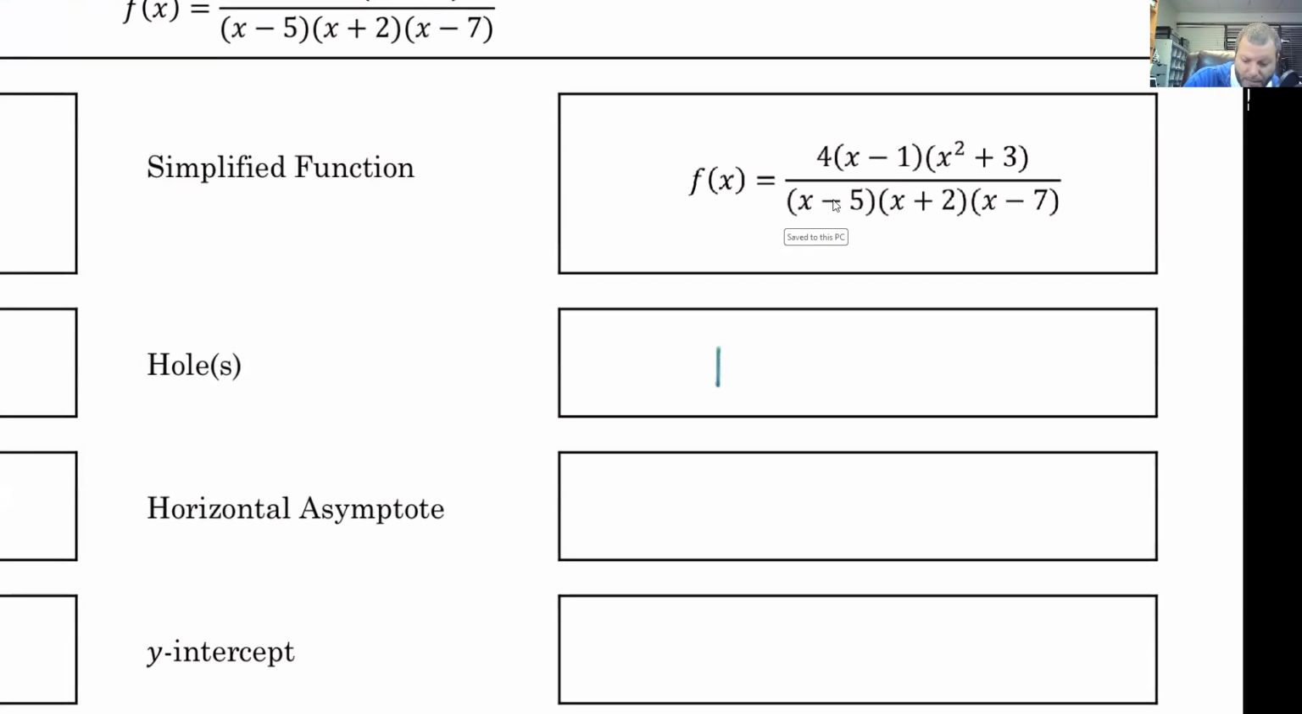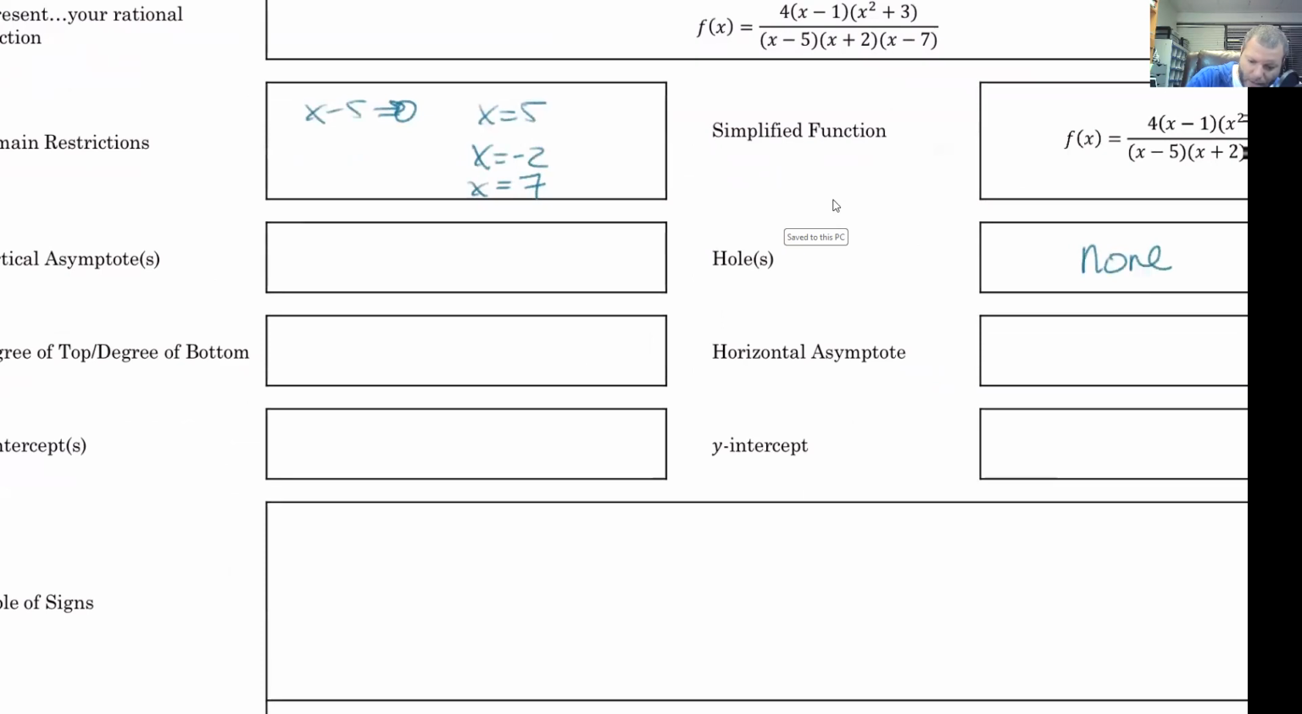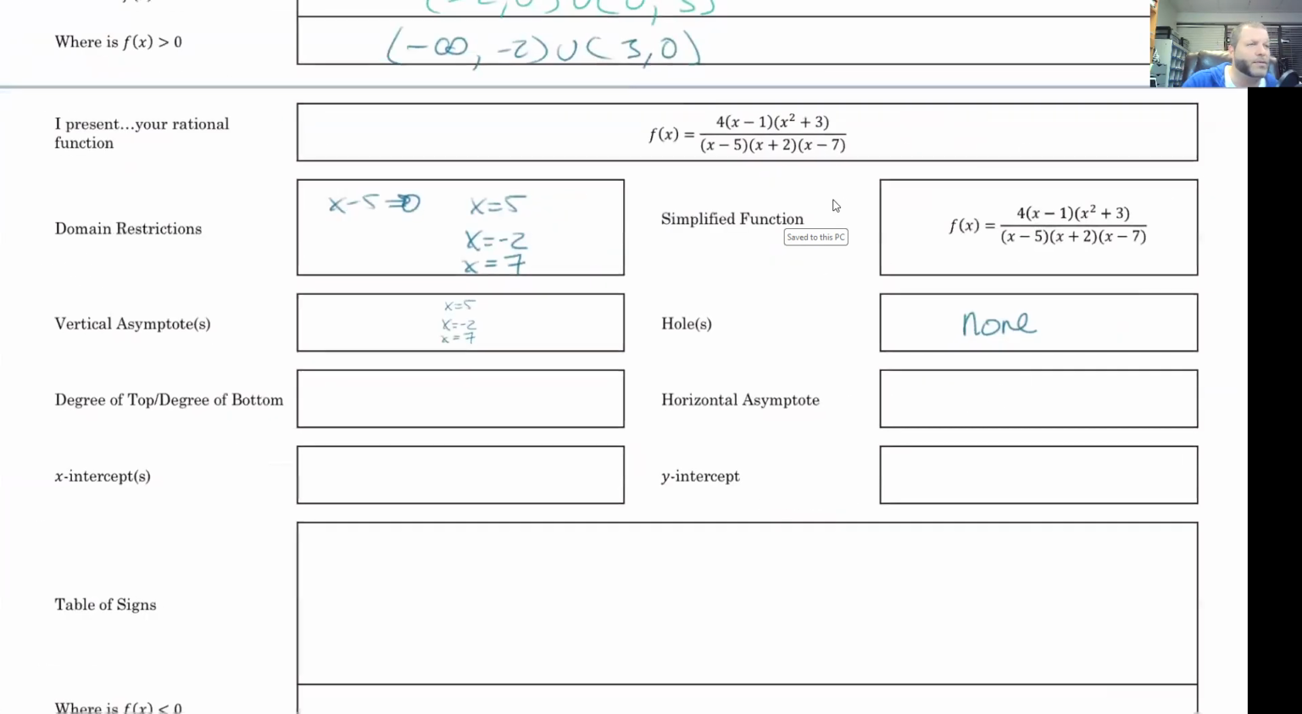Since nothing canceled out, that means there'd be no holes. It also means that every single one of those domain restrictions is going to end up being a vertical asymptote. So we have those three values.